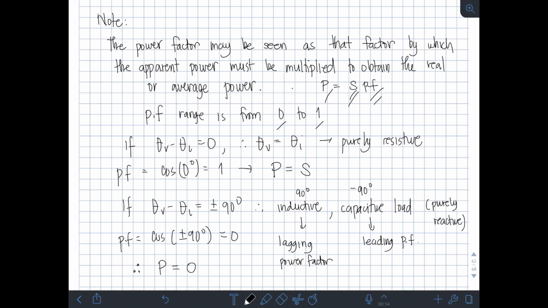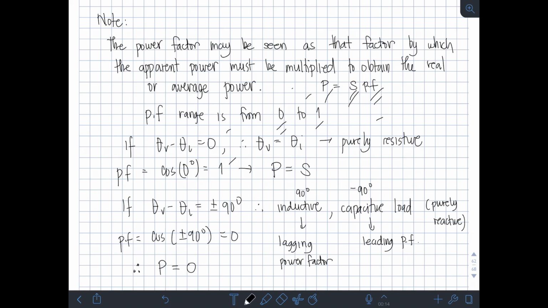Tapos, meron tayong different conditions. So, if theta V minus theta I is equal to 0, therefore, theta V is equal to theta I. So, parang wala silang phase difference, right? So, in other words, purely resistive yung circuit natin. Kapag ganon, yung power factor natin is equal to cosine, dahil yung theta V minus theta I is 0, cosine 0 degree, or equal to 1. So, ito yung pinakamataas na power factor natin, right? Kasi from 0 to 1 yung power factor.